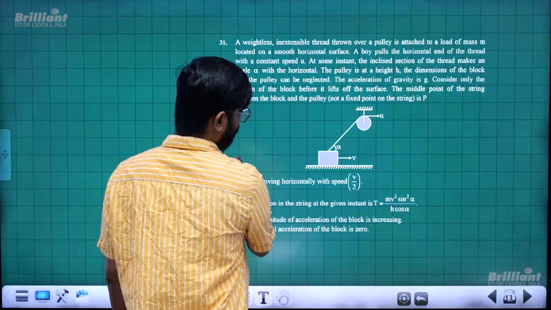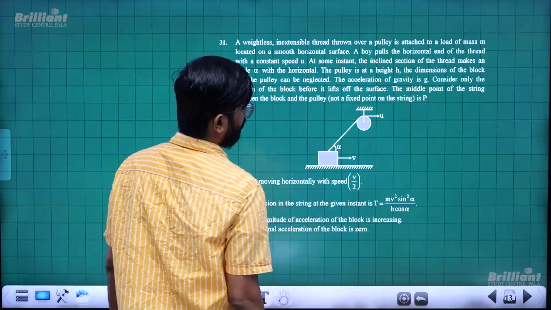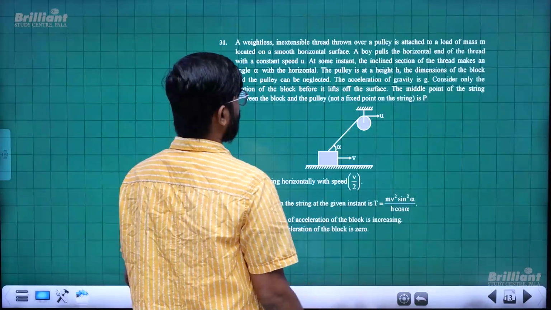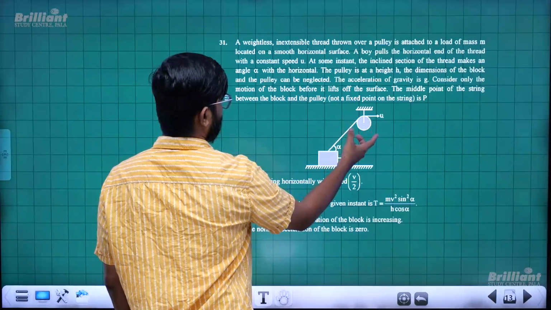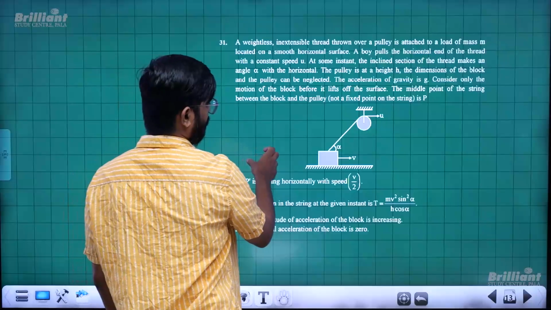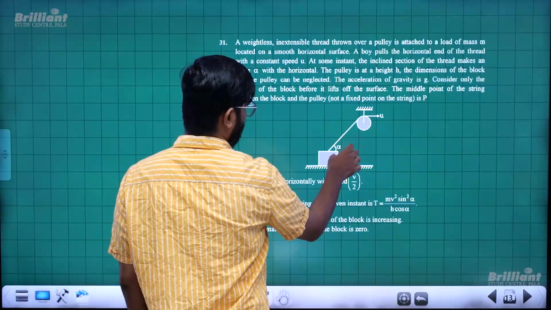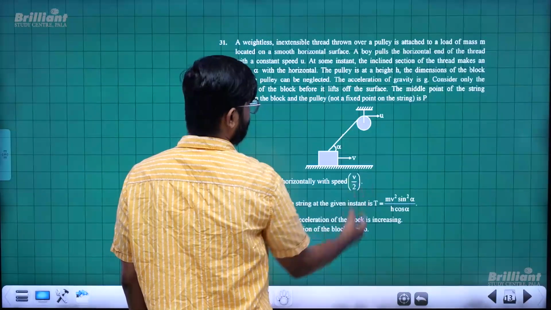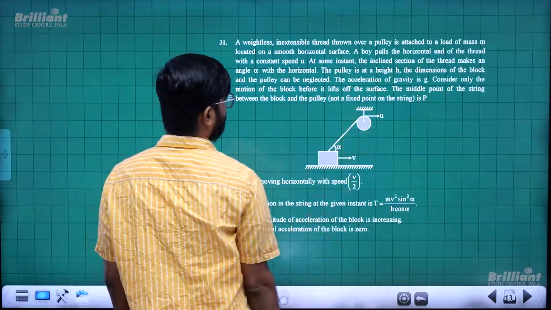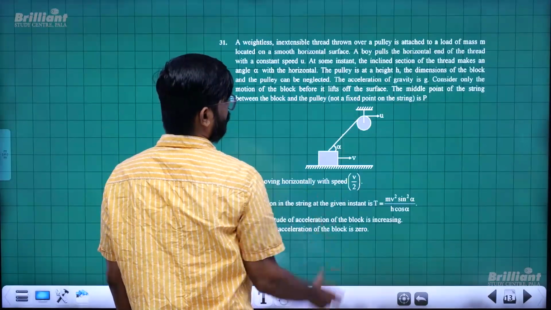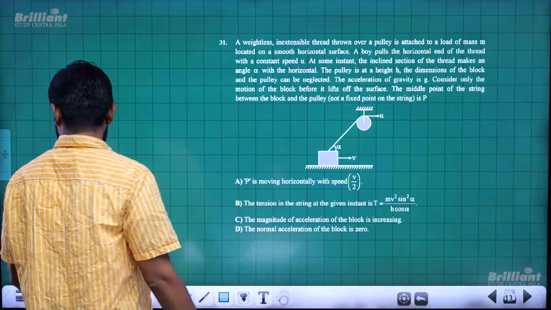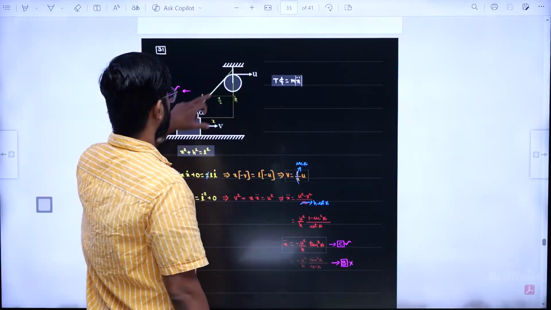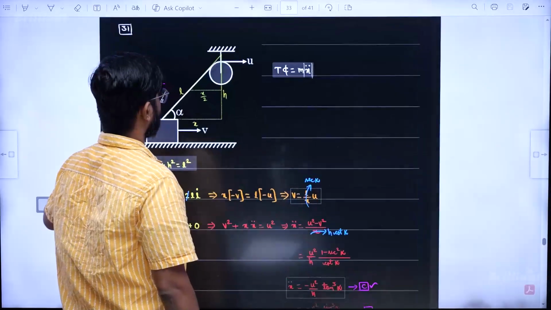Consider only motion of the block before it lifts off the surface. So it is going along this surface till wherever we are talking about. The middle point of the string between the block and the pulley. See, obviously when it is here, this is the middle point. When it goes further, the middle point is going to change. They were saying that the middle point is going to change from moment to moment. Then they were asking certain values. You can see when you are pulling, this block is moving, so these motions are related somehow.